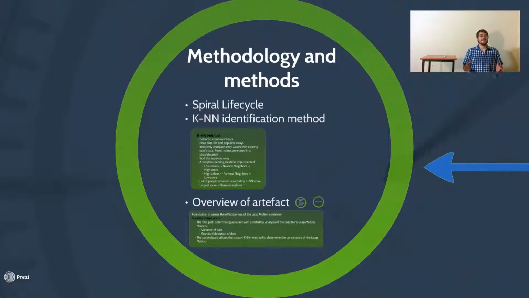The first section to be discussed is the methodology and methods. The software development lifecycle that was used for the development of the artifact was the spiral model. The spiral development model was proposed by Boehm as a software development process based on refinements of the waterfall model.